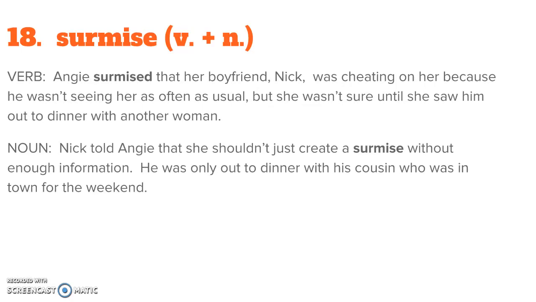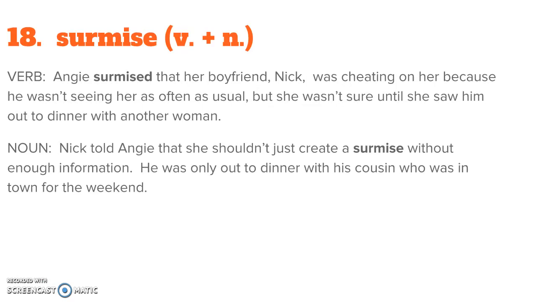Number 18 is surmise. This can be a verb or a noun, depending on how you're using it in a sentence. So for the verb version here, let me give you guys the definition first. So for the verb version, the definition is to form an opinion about something without definitely knowing the truth. And if you're using surmise as a noun, it is a thought or idea based on inadequate evidence.